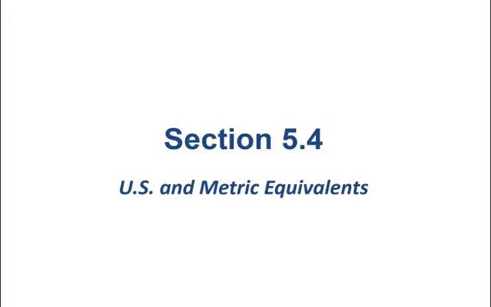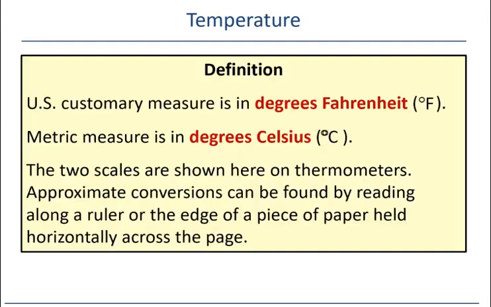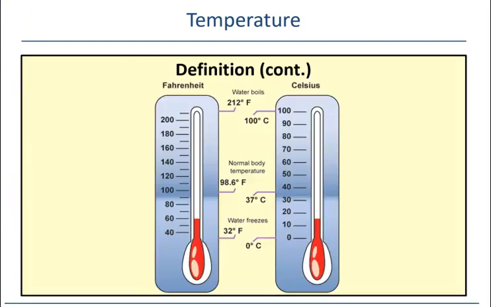Okay, here we are, section 5.4, US and metric equivalents. We're going to convert between US and metric units of temperature, length, area, capacity, and weight and mass. Okay, so let's look at some definitions here. The US customary measure in degrees is Fahrenheit, but the metric is Celsius. So the two scales are going to be shown below, and then I'll show you the conversions.